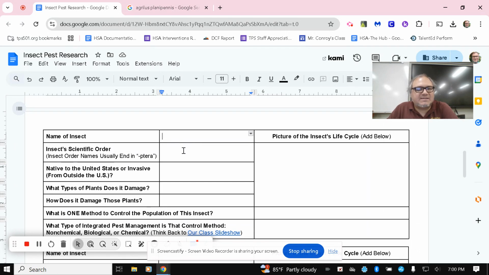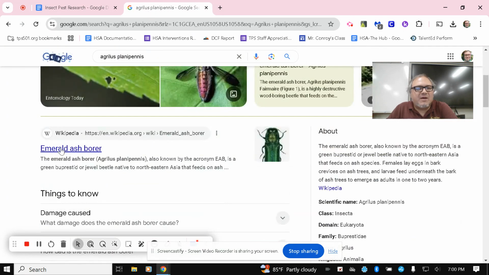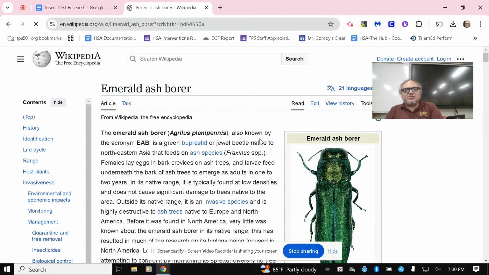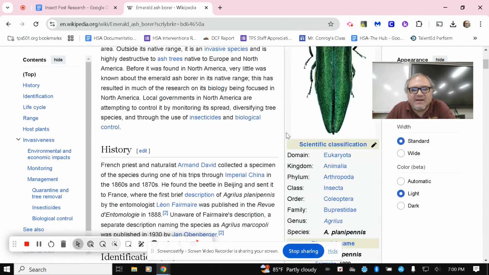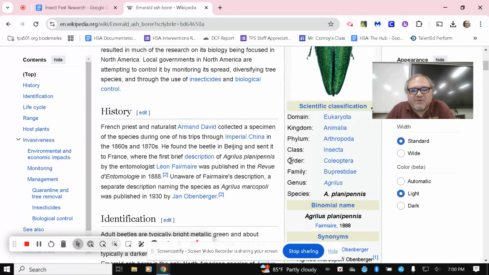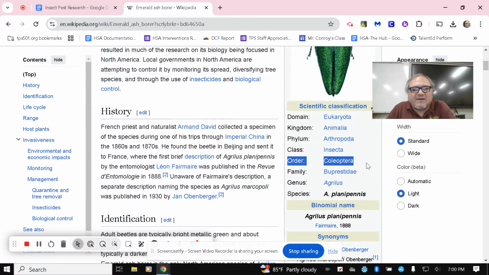We want to know the insect's scientific order. The insect order names usually end in Ptera. Again, you can think back to what we talked about in our slideshow that was related to this information, or after you look up the animal, try looking on its Wikipedia entry. Again, there'll be classification information here on the right-hand side. So right here where it says scientific classification, it gives me these different groupings, and I can find the order Coleoptera. Again, it ends in Ptera. So I know that I've got the right word.